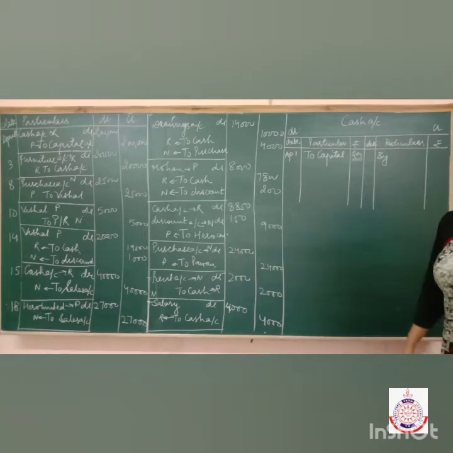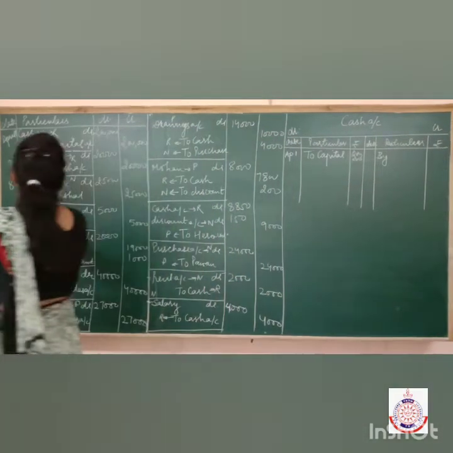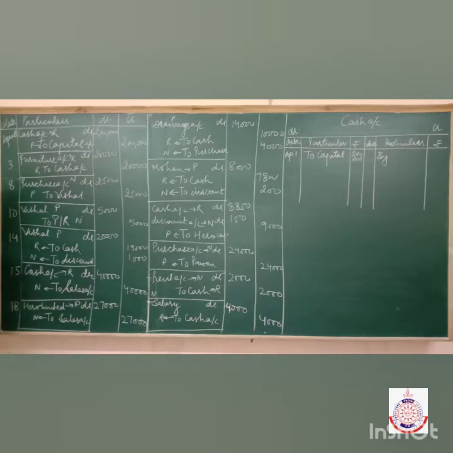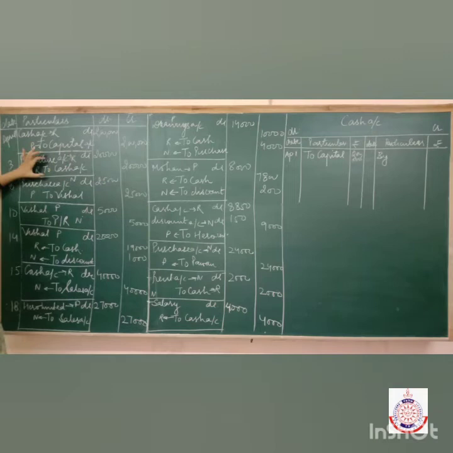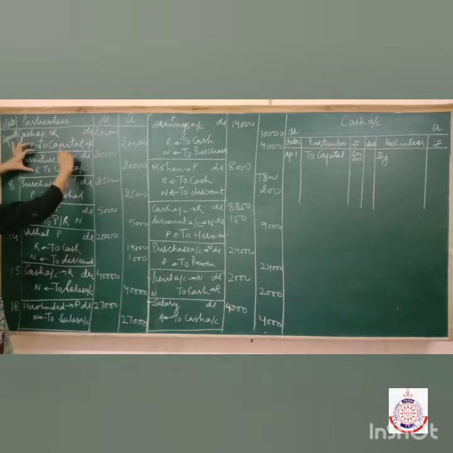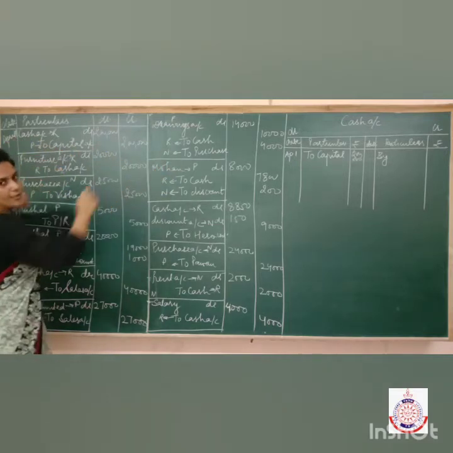Come to the next transaction now. Next is furniture account debited to cash account. Check which account are we preparing. We are preparing cash account. In this entry, cash account is credited. So we are going to record this transaction on the credit side of cash account. We have to see which account we are making and whether that account is debited or credited. So in this entry, cash account is credited. So we are going to record this entry on the credit side.